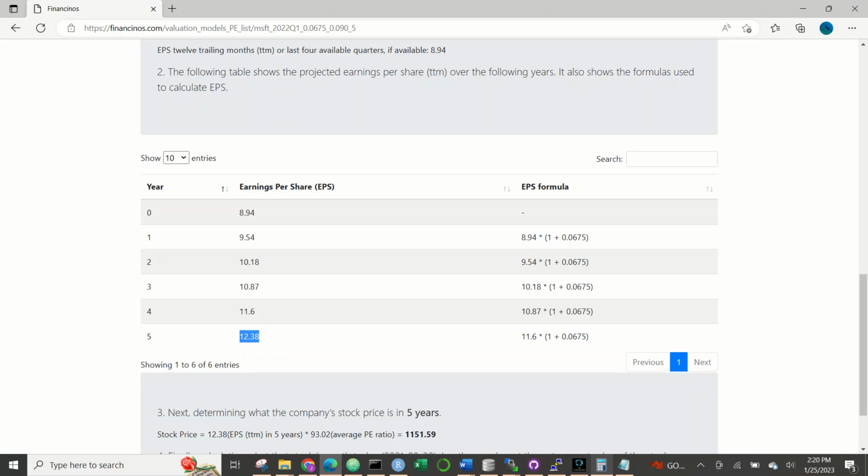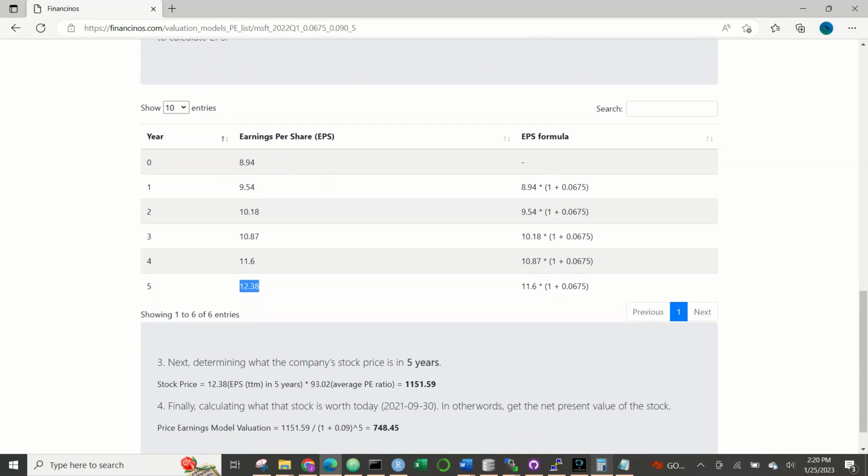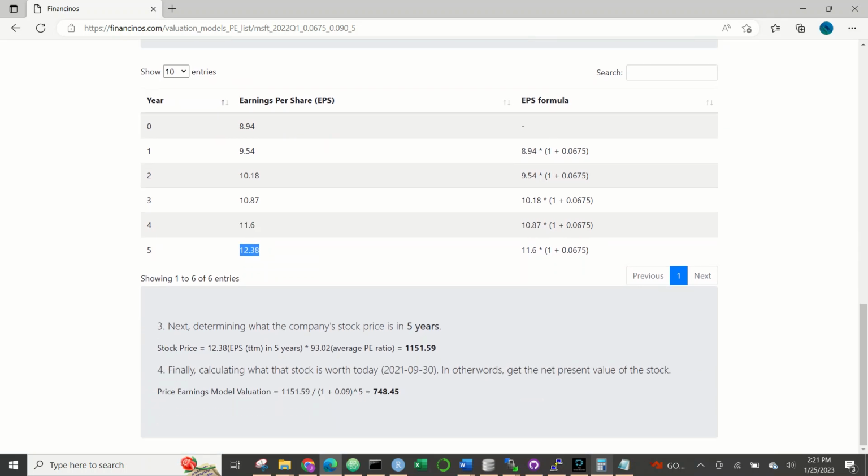You can open up this application yourself at financeagents.com. It's also listed in the description section of this video. So feel free to open it up, and if you have any questions on the calculations, you can use this application. Step 3, we'll determine what the company's stock price is in 5 years.